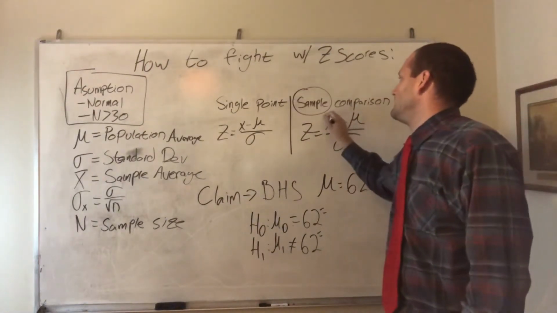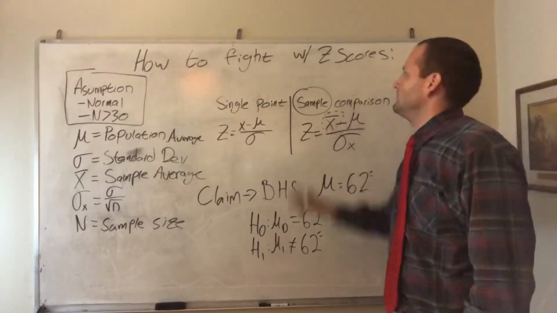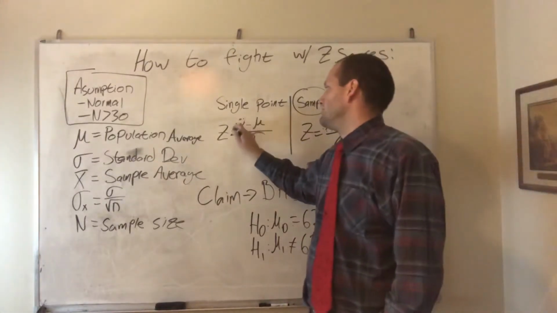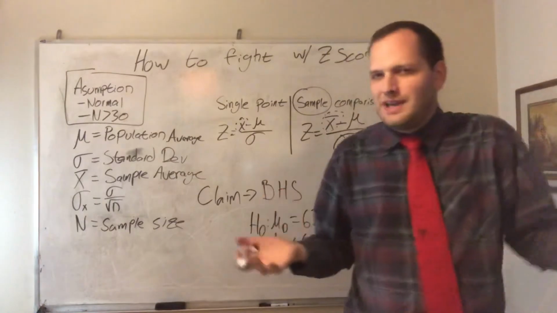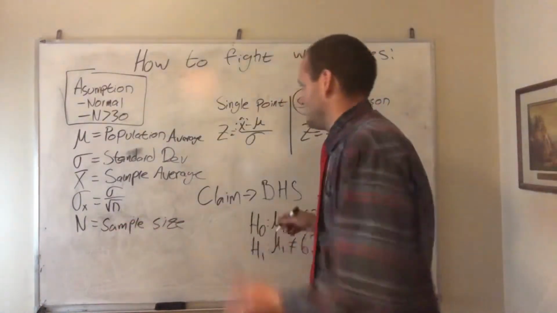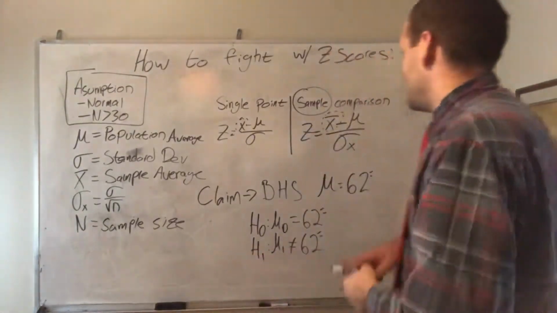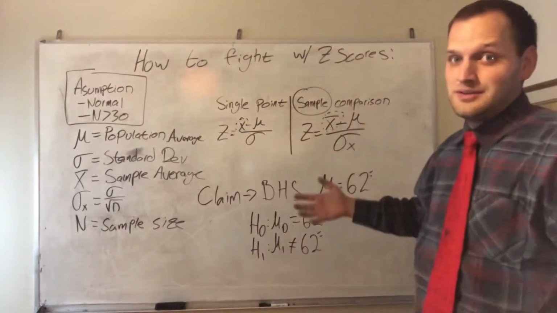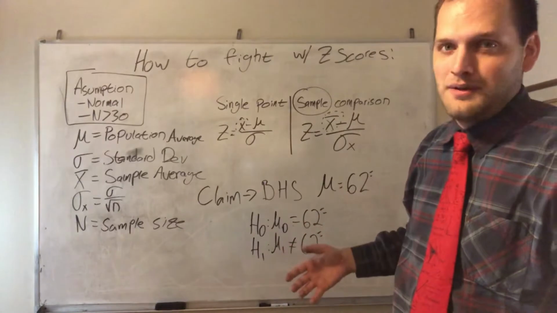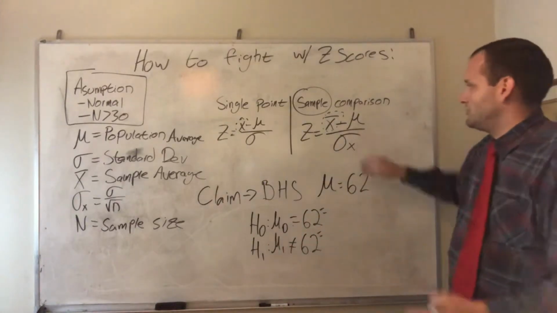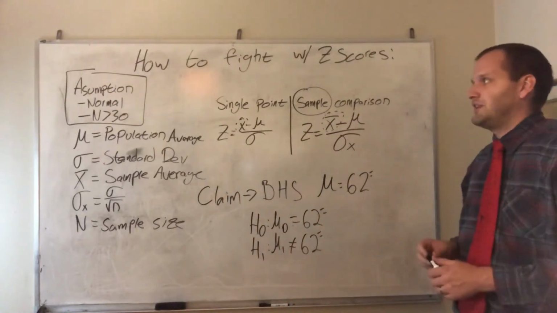You're using the sample average. When it's just a single point, you're just using a single point. You can't have a standard deviation with just a single point. So you end up using the population standard deviation. However, with the sample, you do end up getting a standard deviation. So here we use the sample standard deviation.